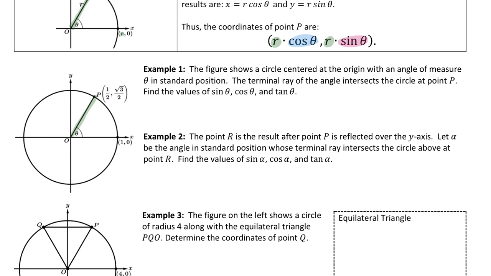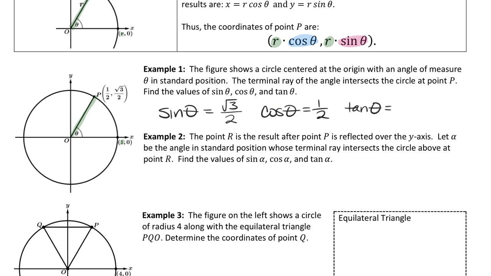This is exactly what you just did in Quiz Trade, because this has a radius of how long? 1. So this is a unit circle. We know from what we did last class and Quiz Trade that the sine of theta is going to be what value? Y. So in this coordinate point for P, it's square root 3 over 2. Which means cosine of theta is going to be what? 1/2.